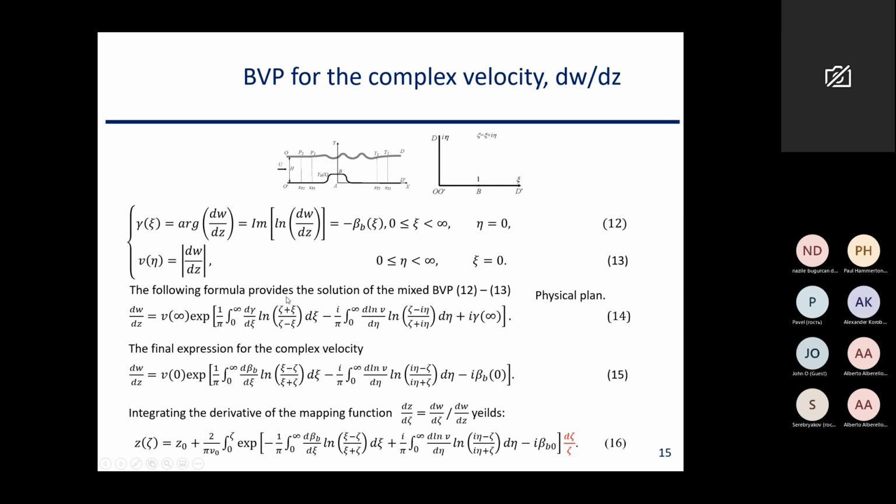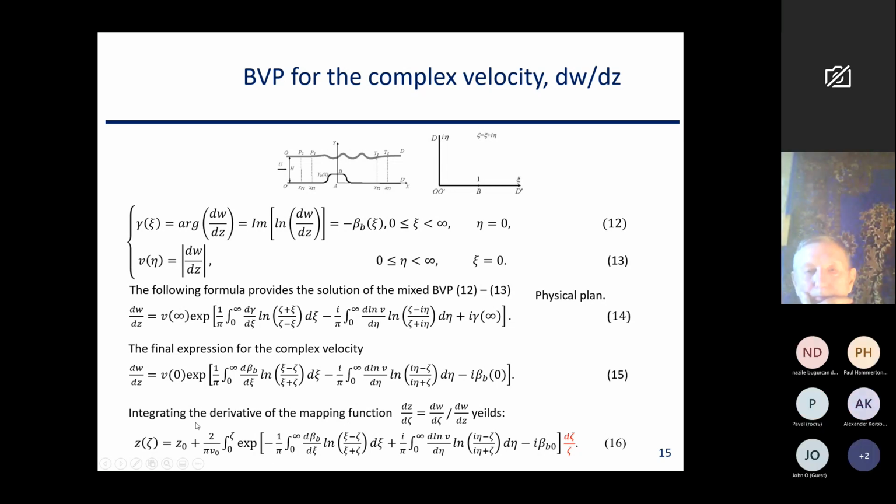So we apply the integral formula derived previously and substitute these boundary conditions here and obtain the expression of the complex velocity. It looks almost the same because we have no zeros in the velocity and we have no poles. And then we can write the derivative of the mapping function, and we obtain such an integral to determine the mapping function.